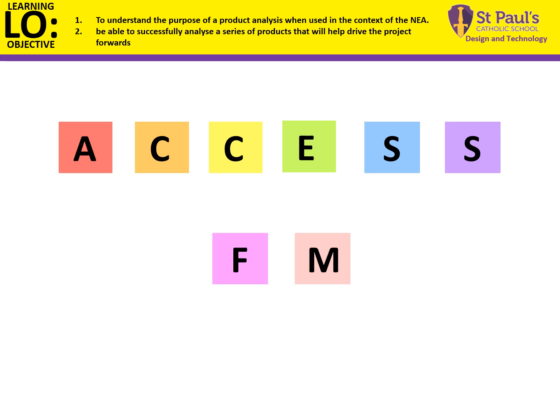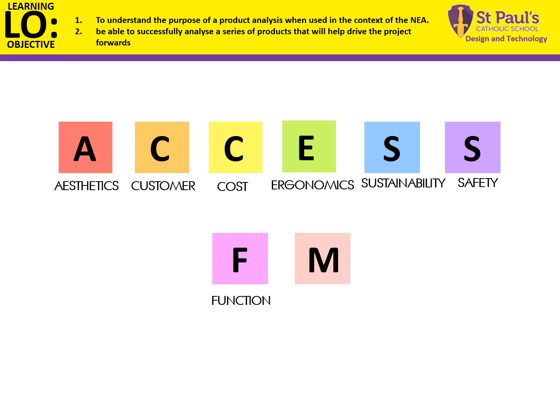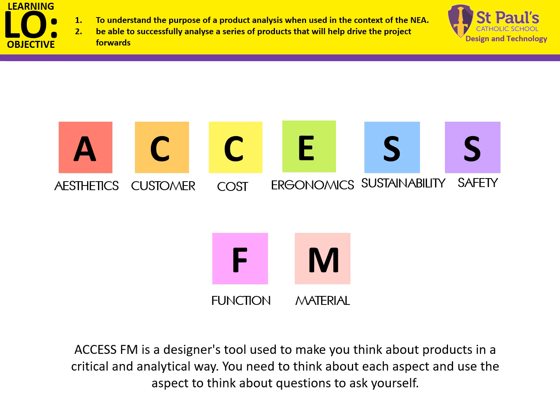Now, Access FM is an acronym that starts us off with the ideas of some of the areas we can look at when we're analysing. And those are aesthetics, so the way things look, the customer, the cost, the ergonomics, which is how comfortable and easy to use something is, sustainability, safety, function, and material. And we use this tool to make us think about our products in a critical and analytical way. We need to think about each aspect and use the aspect to think about the questions to ask ourselves.